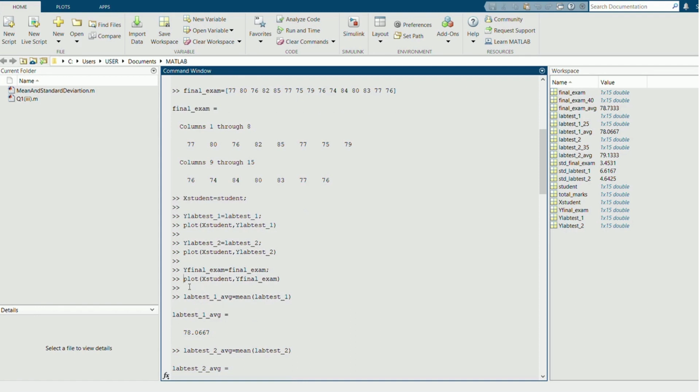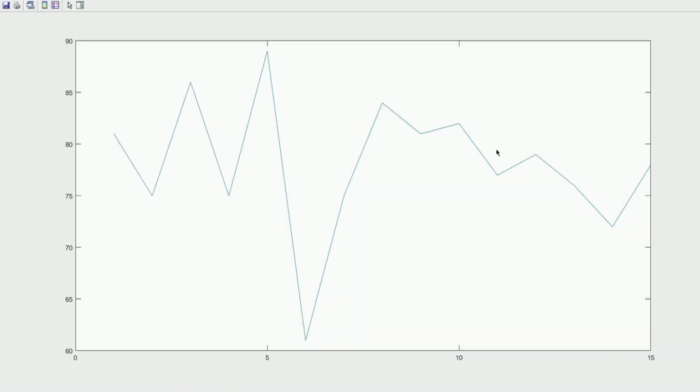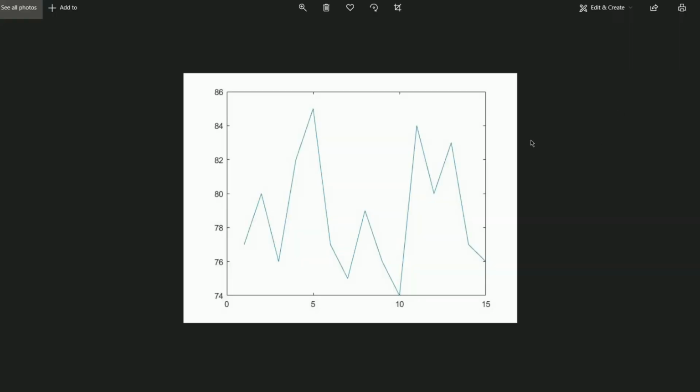I would like to show the graph. This is the graph for student versus lab 1. There is the graph for student versus lab test 2. And this is the graph for student versus final exam.